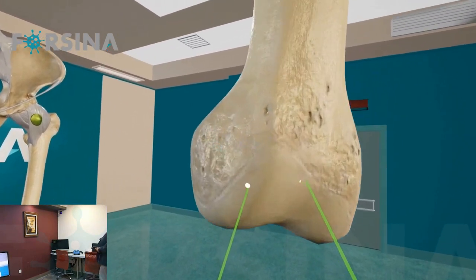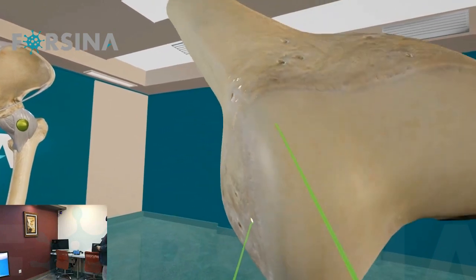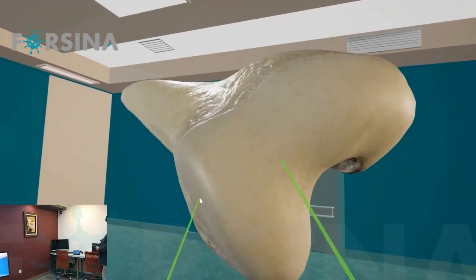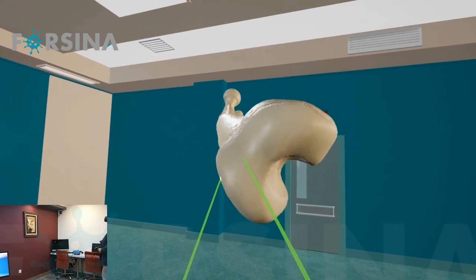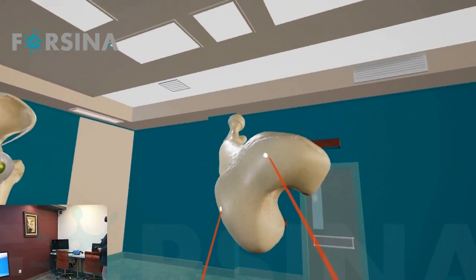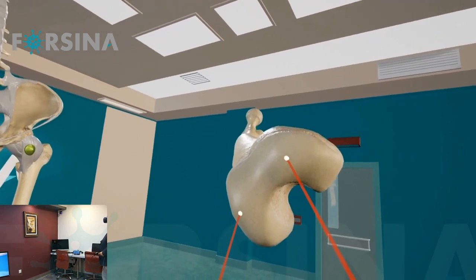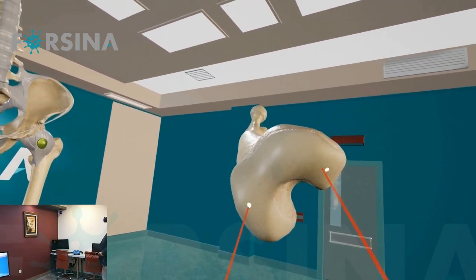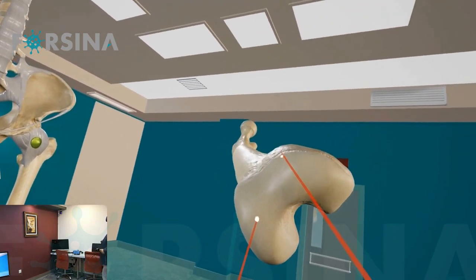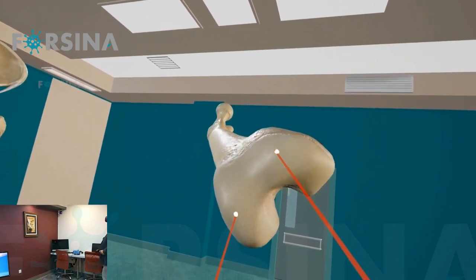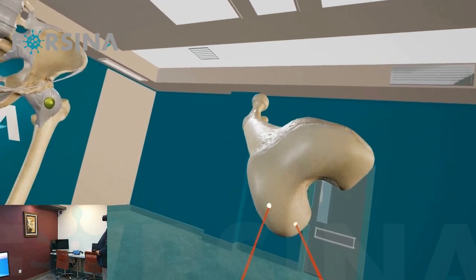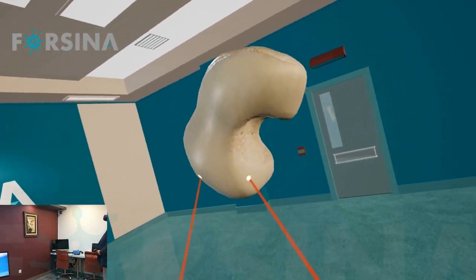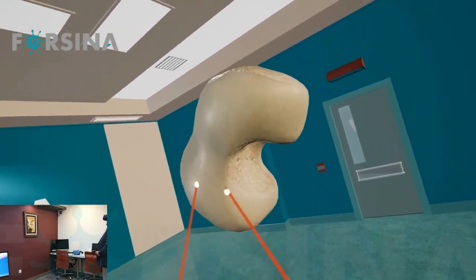The main parts of this end are the condyles. As you can see, huge condyles, the femoral condyles. One of them is on the same line as the head. It is the medial condyle. The other one should be the lateral condyle. So they are, as we can see, big, huge condyles.